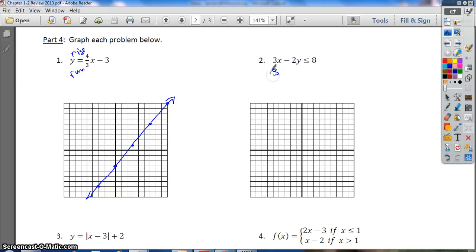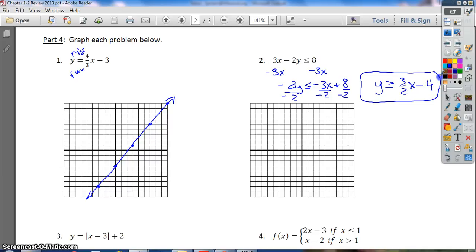Okay, starting with this one. What I'm going to do here is subtract 3x from both sides. And then divide everything by negative 2. So when I divide everything by negative 2, you have to know to flip that sign around. This is positive 3 over 2x plus, I shouldn't say plus, should I? It should be minus.